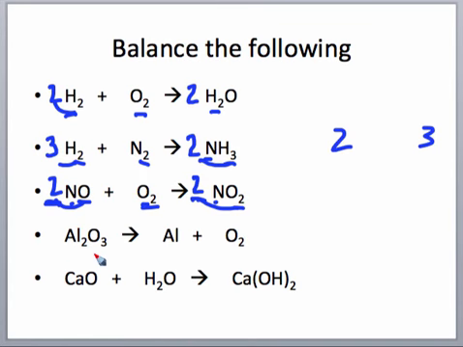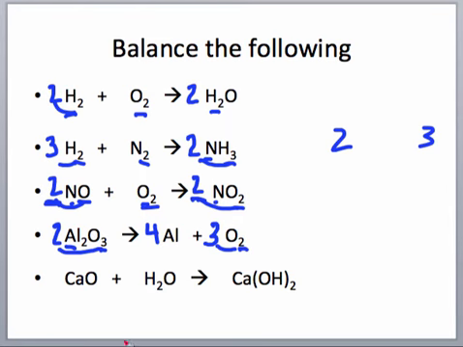Okay, the next one, as you can see, we have 3 oxygens and 2 oxygens again. There's that 3-2 issue. So I'm going to multiply by 2 and by 3, so I have 6 oxygens and 6 oxygens, and they balance. But now I've got to balance my aluminums. 2 times 2 is 4, so I need 4 aluminums there.